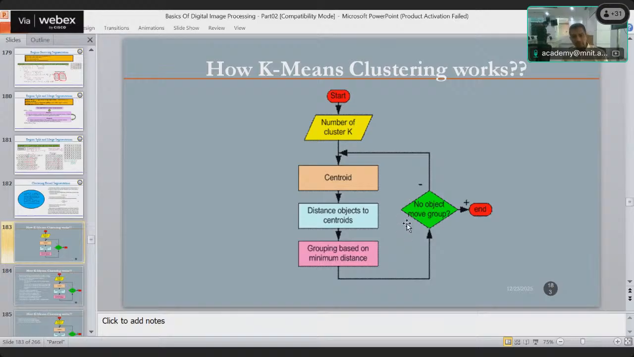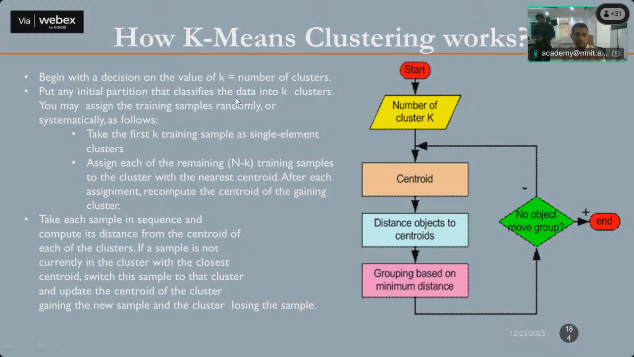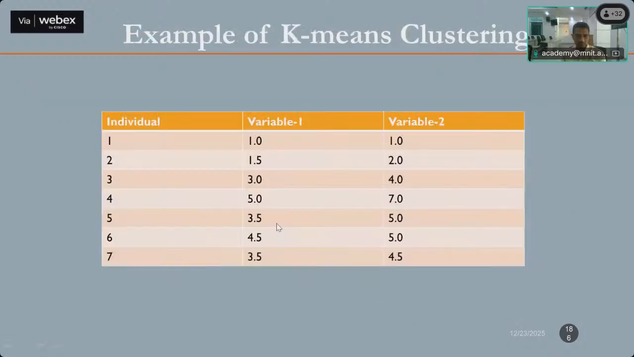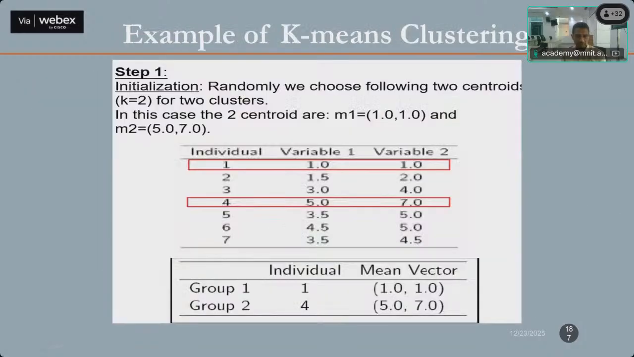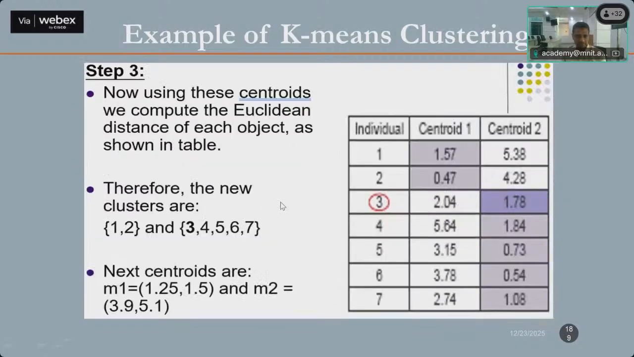How do we go across it? Begin with a decision value of k, the number of clusters. Put any initial partition that classifies the data. Take the first k training samples. Then assign each of the remaining training samples to the cluster with the nearest centroid. After each assignment, recompute the centroid. Take each sample in sequence, and this has been shown here with variable 1, 2. If you recall, here we have taken this distance. Are you able to recall? We did it.